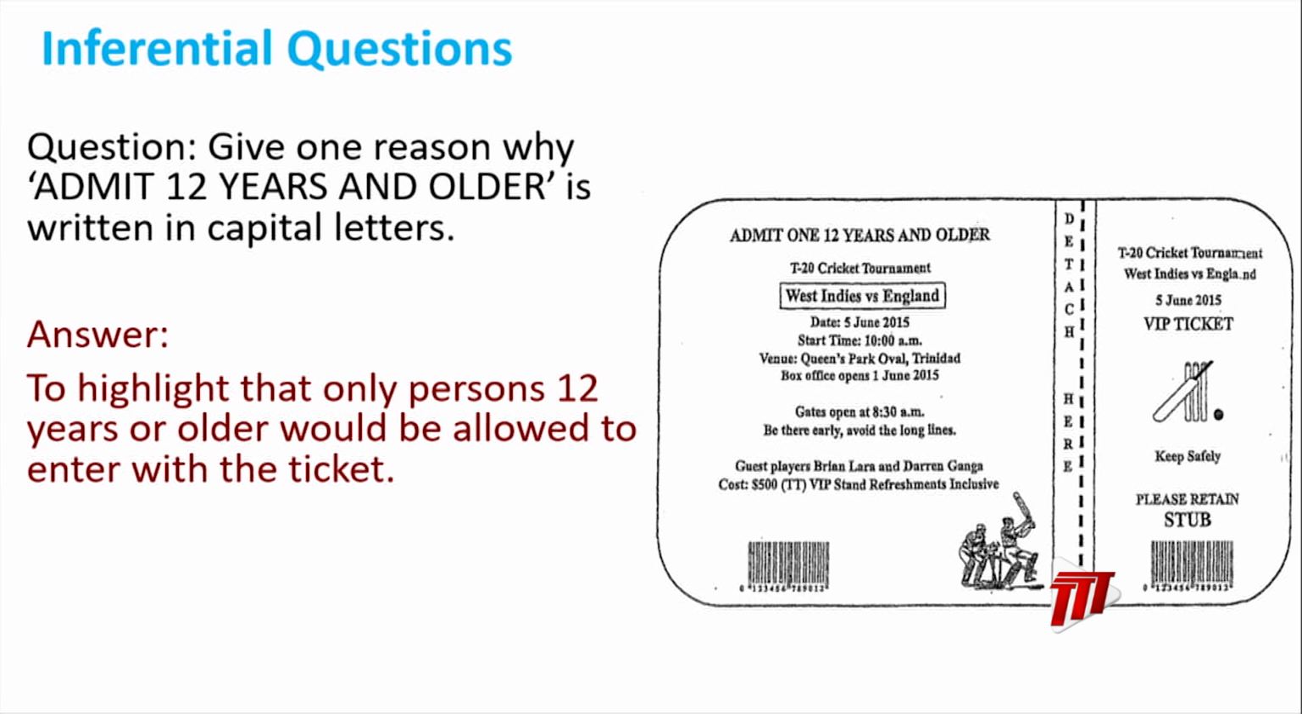12 years or older, and we are told this because it's bigger, it's bolder, and it's darker than the other letters. So again, our answer to the question, give one reason why admit 12 years and older is written in capital letters, is to highlight that only persons 12 years or older would be allowed to enter with the ticket.